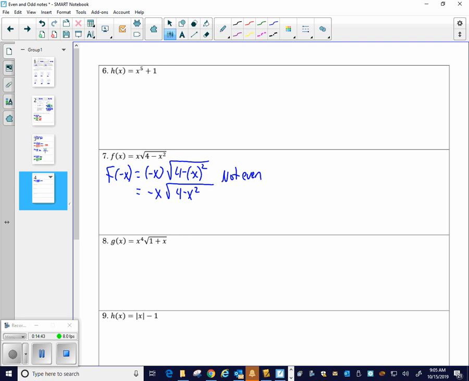And then we'll check for odd. The negative of f of x is going to be, put a negative out in front. You do not put a negative on the underneath part, because you're only putting a negative out in front of the whole function, and I cannot distribute a negative into a square root, so this is it. That's all you can do. Well, this is the same as this. So this is an odd function.